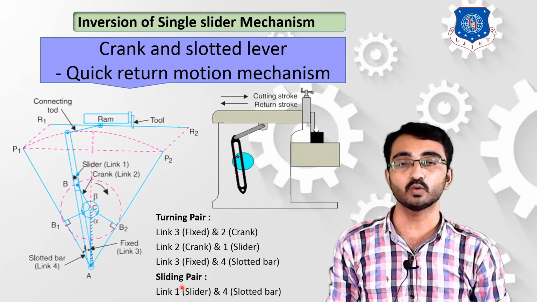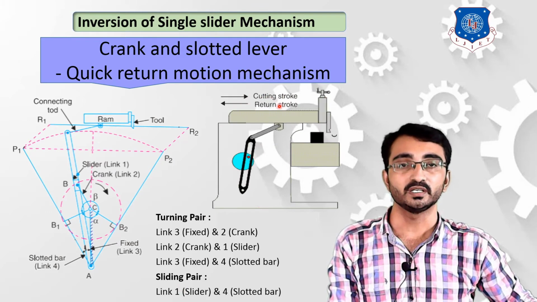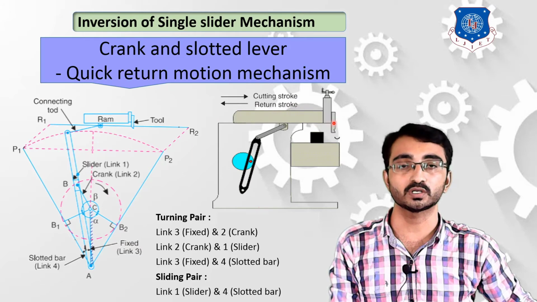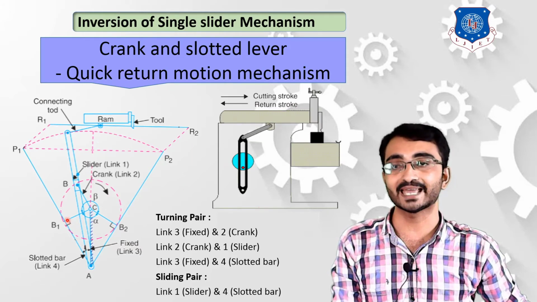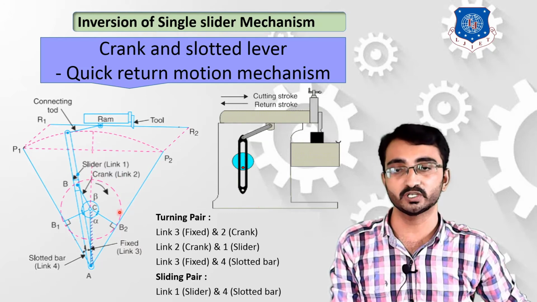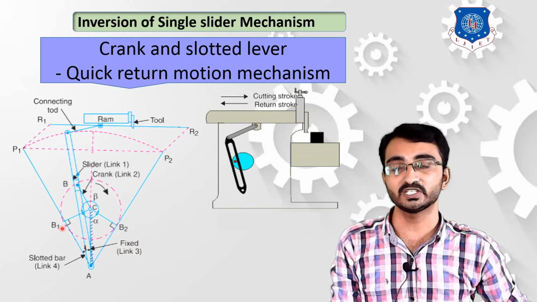Now to identify the basic function, you can refer that the cutting stroke is slower and the return stroke is faster. And how can we achieve this? We can refer to this diagram: the B1 to B2 motion is your cutting stroke, and B2 to B1 is your return stroke.